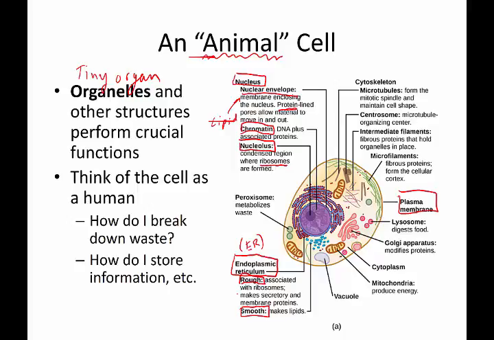You can see the rough ER is important for making secretory and membrane proteins. Remember, we go from DNA to RNA to protein. That's our central dogma. Any protein that needs to either leave the cell or be embedded into the plasma membrane has to go through the endoplasmic reticulum, specifically the rough ER. Smooth ER, as you would expect, is smooth. That's this stuff right here. And it's very important for making lipids and steroids. Now let's look at the Golgi apparatus.